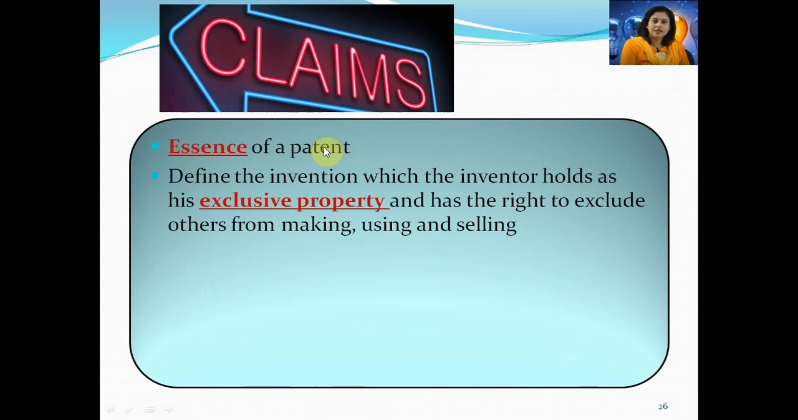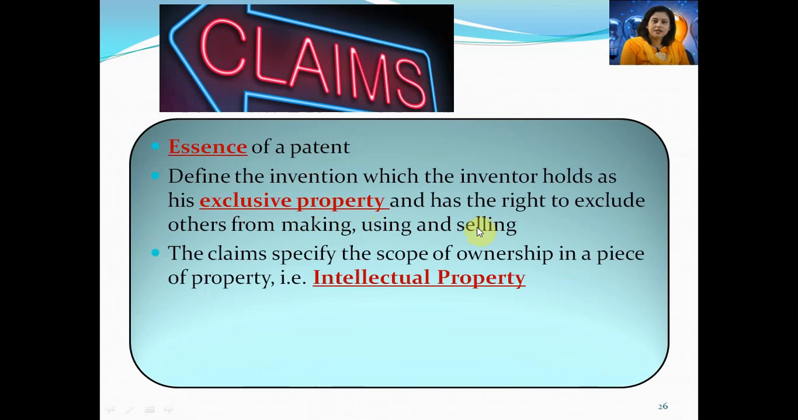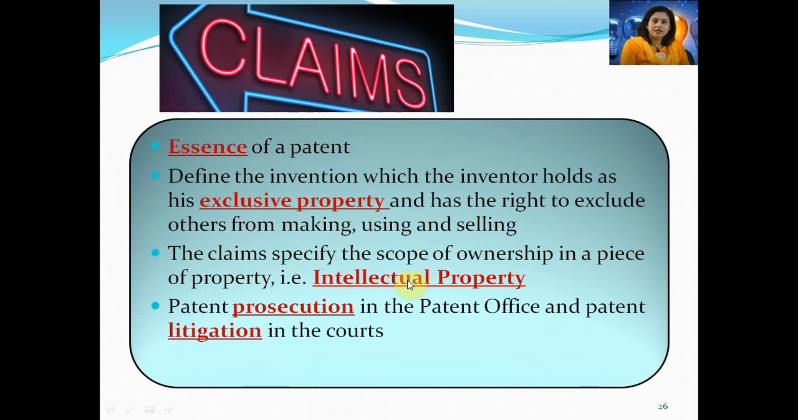Next we come to a very important subpart of drafting of patent, which is called claims. Claims are the essence of a patent. The claims define the invention which the inventor holds as his exclusive property and has the right to exclude others from making, using, and selling. The claims specify the scope of ownership in a piece of property, that is intellectual property.